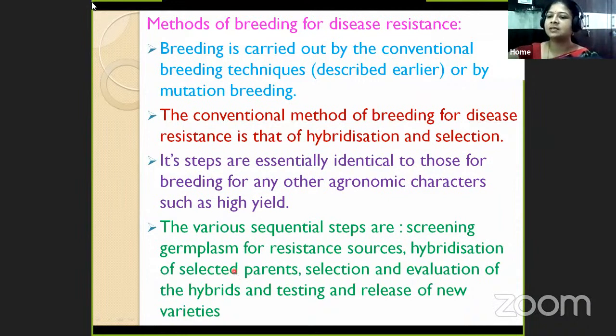First one is collection of variability. Next, evaluation of variability. Next, cross hybridization among the selected parents. Next step is selection and evaluation of hybrids. And last step is testing and commercialization of new variety. These are the basic steps in the conventional breeding program.